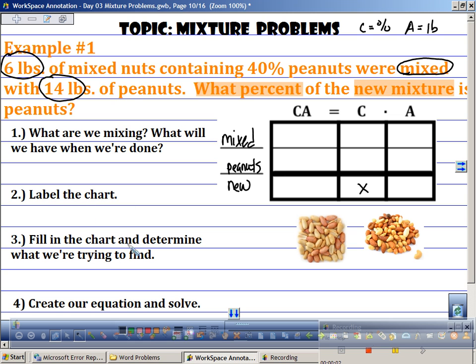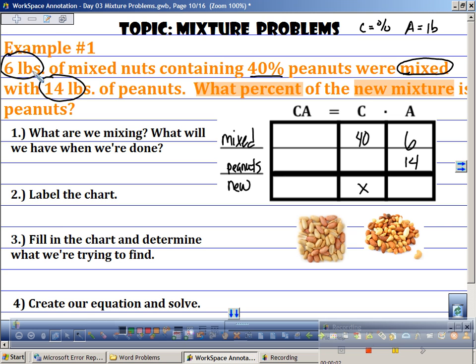We've labeled our chart. Let's fill the chart in. 6 pounds of mixed nuts containing 40% peanuts. Where am I going to put 40%? We have to fill this in. Where does the 6 go? In the A. And where does the 14 go? In the A. Because this one's the mixed nuts, this one's peanuts. Where's 40% going to go? In the C. Under which one? Mixed nuts. Under the mix.